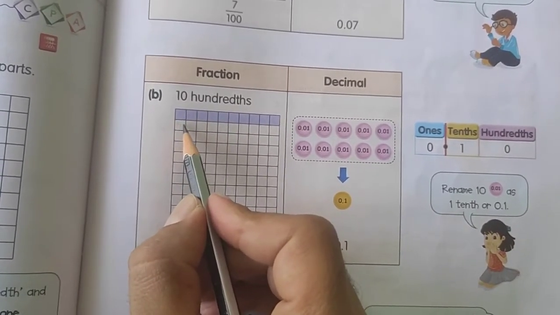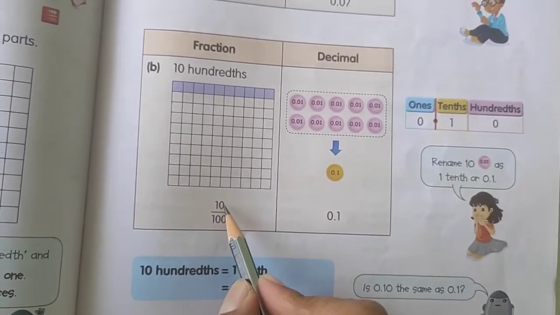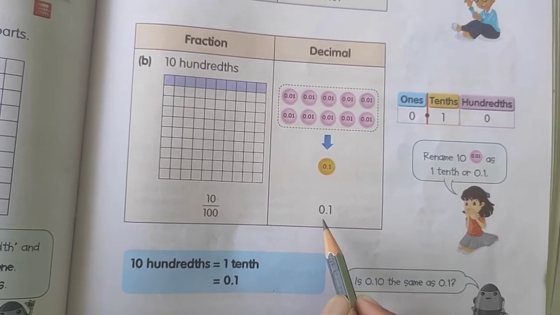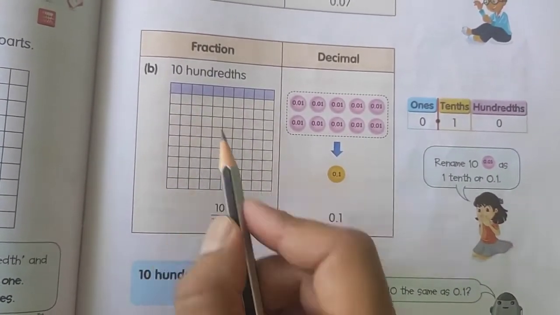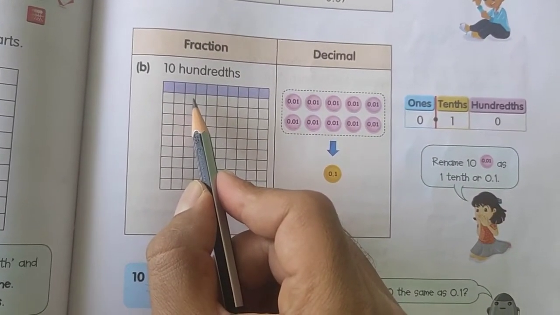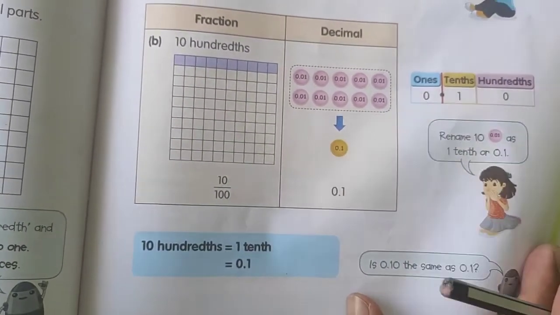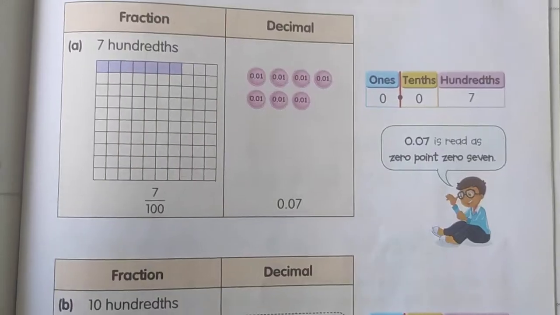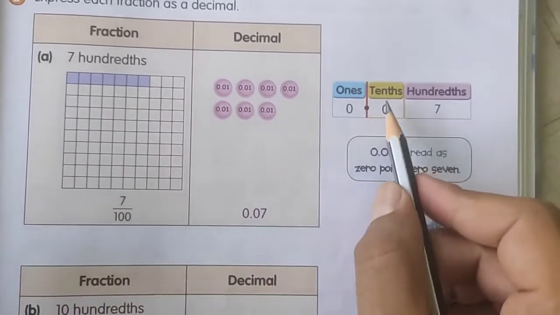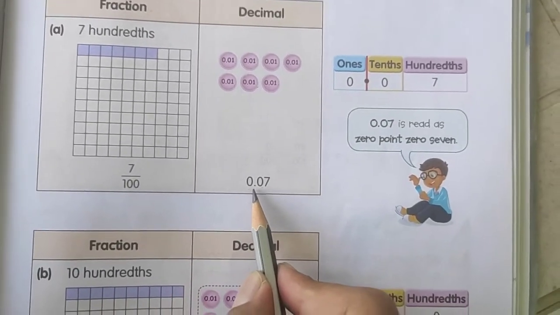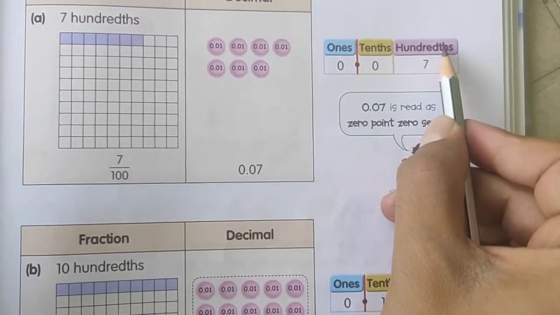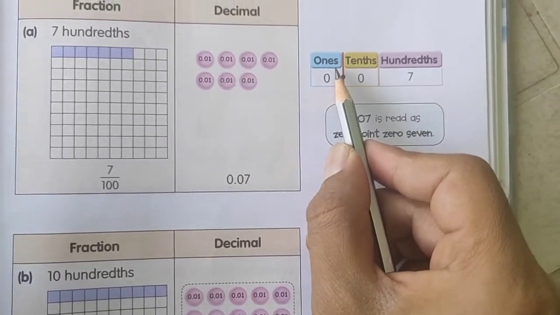But now if I select the 11th box, again I will get here 11 upon 100 and here I will get 0.11. For 12 boxes, 0.12. 13 boxes, 0.13. Now again see this first example here, example A. What is the decimal form? 0.07.